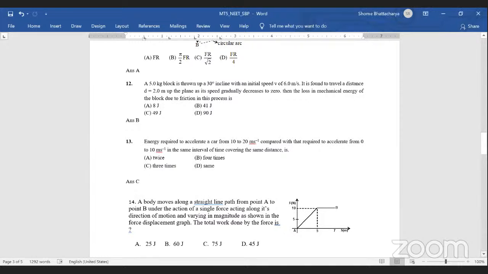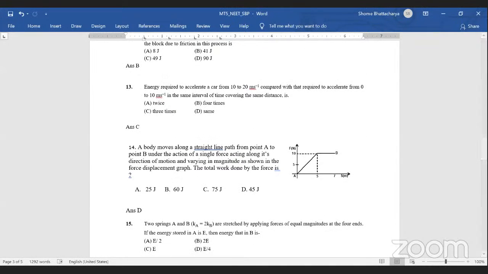Then 14th question, right? So I'm assuming 13th is clear to all of you. Coming to the 14th question, we will use this graph concept, that we are given a force versus S graph.